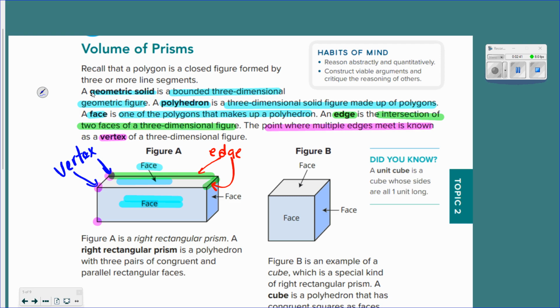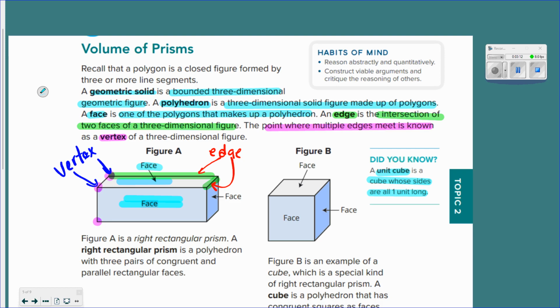Now, we do have a special 3D figure, and this is one of the test makers' favorite things. They love unit cubes. They're going to be on just about every test that you take, so we need to understand this concept. A unit cube is one whose sides are all 1 unit long. Now the key there is 1 unit. A unit can change, but the sides are all going to be the same.